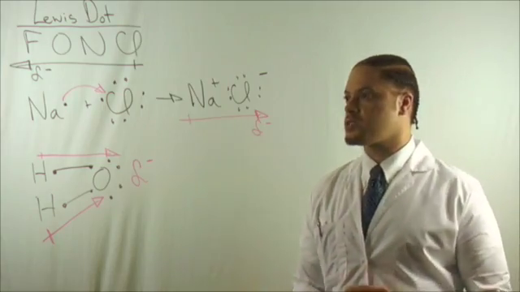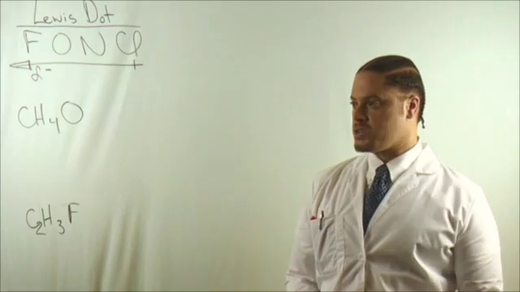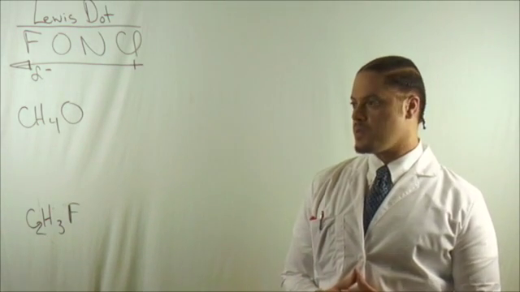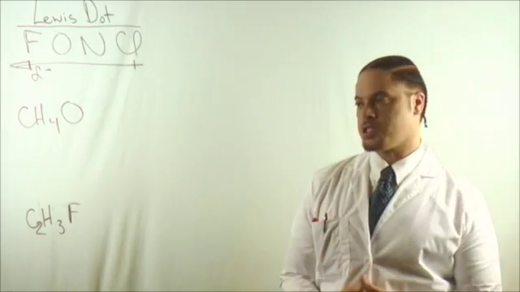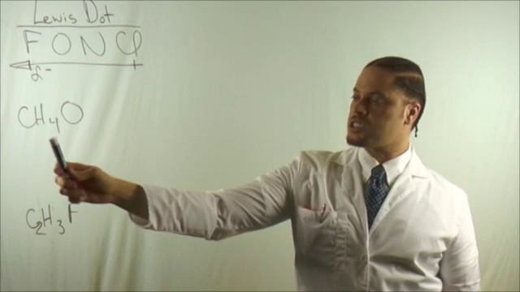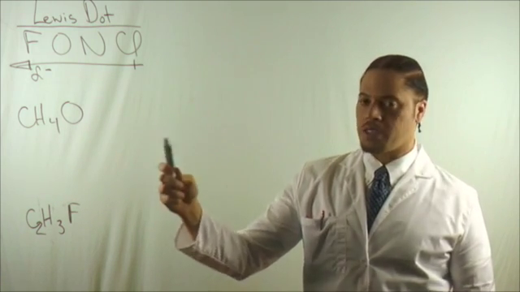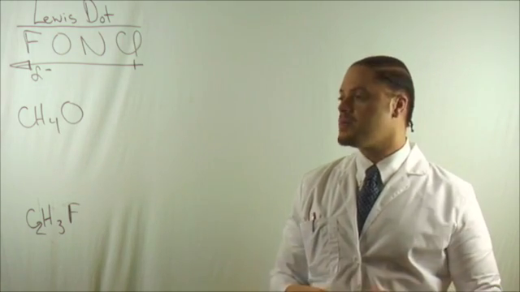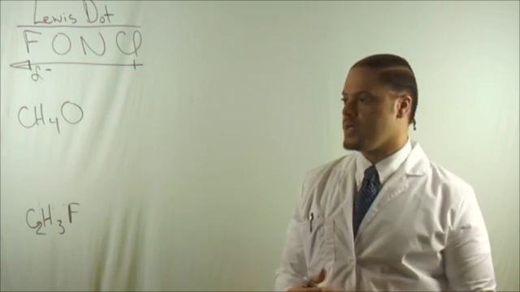We'll take a look at some more examples. Examining some more complex molecules, CH4O, which is methanol. What's the Lewis dot structure for methanol? We've got one carbon, 4 hydrogens, and 1 oxygen. How do you arrange all these elements so that all the covalent bonds are correct?